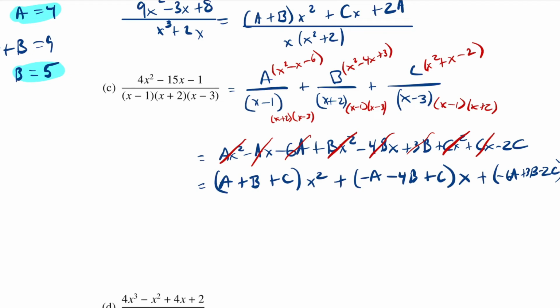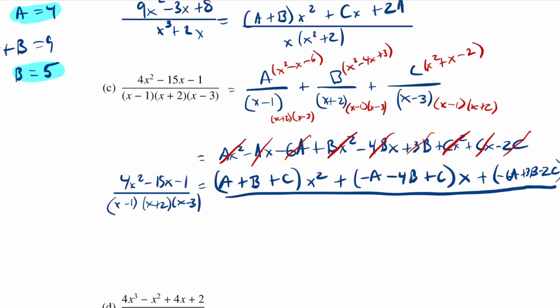And of course, all of this is over the LCD as well. I just didn't write it out, but it is here. All right, so now let's go ahead and match up the coefficients. A plus B plus C is going to equal 4. So let's see if I can squeeze that in over here. A plus B plus C equals 4.